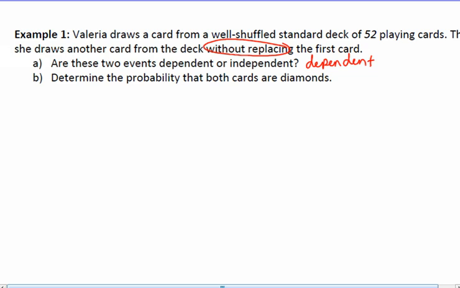Okay, we kind of looked at this, right? So we want the probability that we have a diamond. Guys, what's going on?